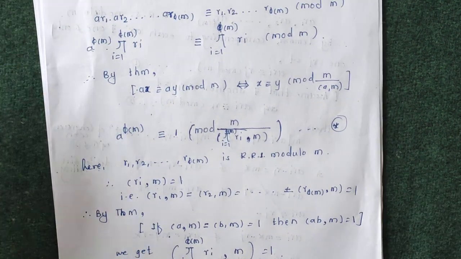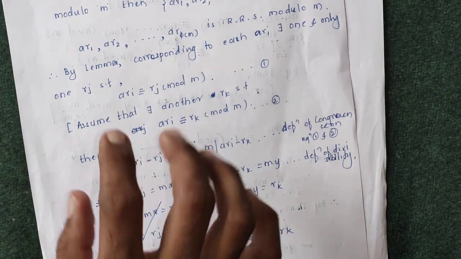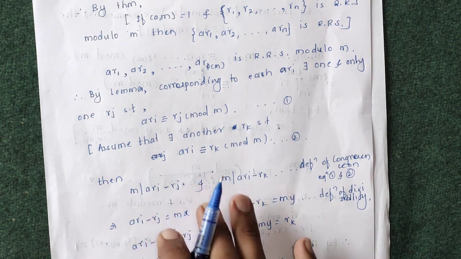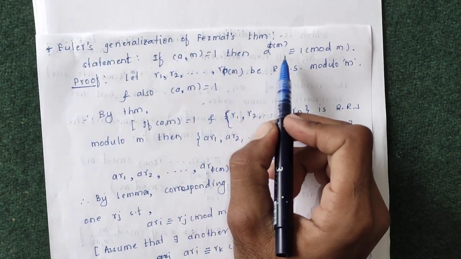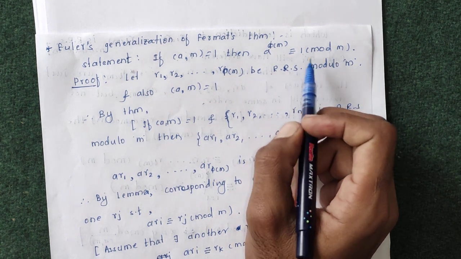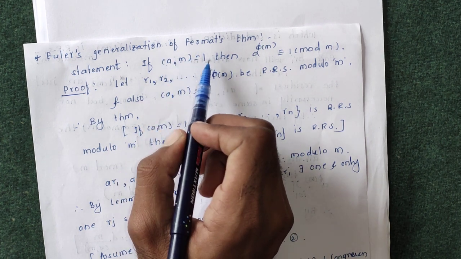Hence the proof. In this proof, the statement of our Euler generalization of Fermat's theorem is: if GCD of a and m is equal to 1, then a raised to φ(m) is congruent to 1 modulo m. To prove this result, we have just been given that the GCD of a and m is 1.